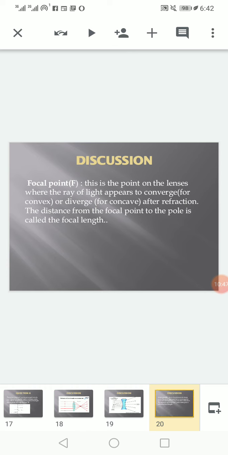Now, I also explain what focal point is here. This is the point on the lens where the rays of light appear to converge for a convex or diverge for a concave lens after refraction. So when light passes through a converging lens, what happens? And when light passes through a diverging lens, what happens? They produce different types of effects.